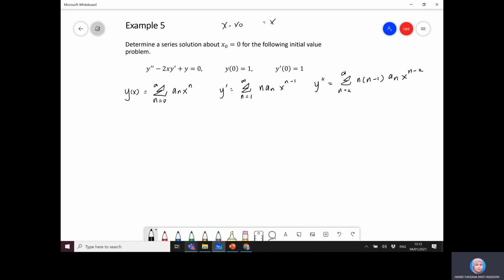So we plug in this y prime, y double prime, and y into the differential equation to just solve the thing. Minus 2x times the summation, plus the y itself.